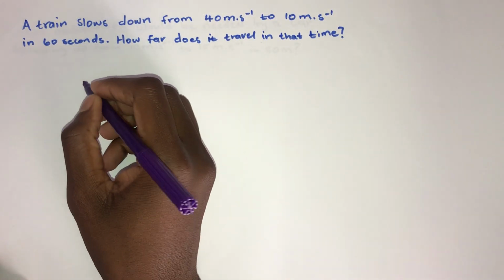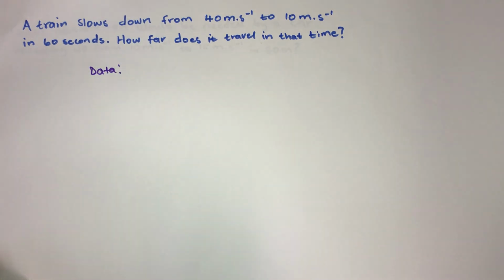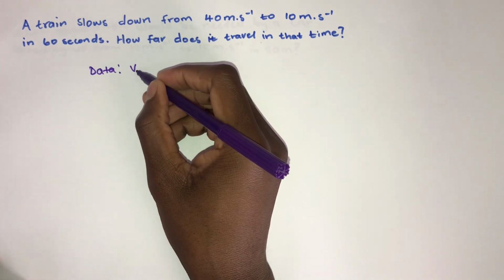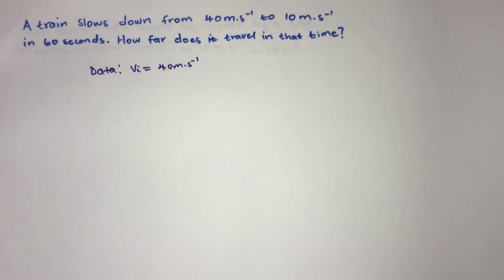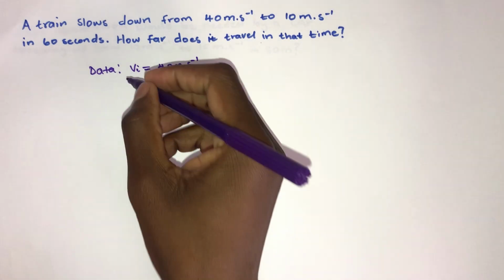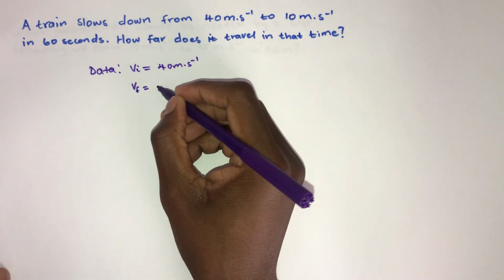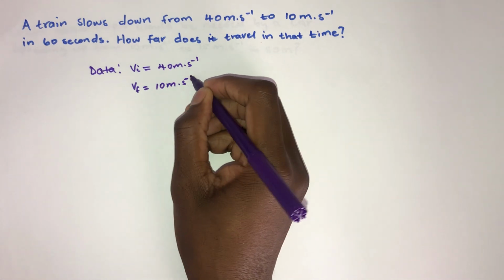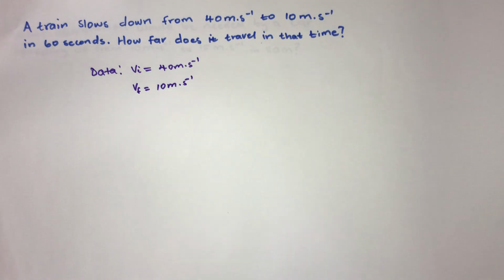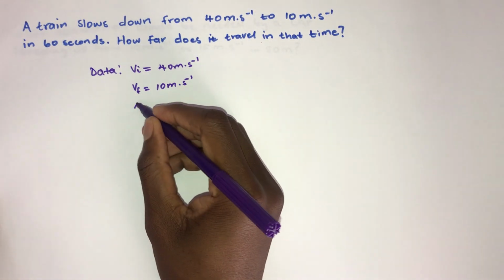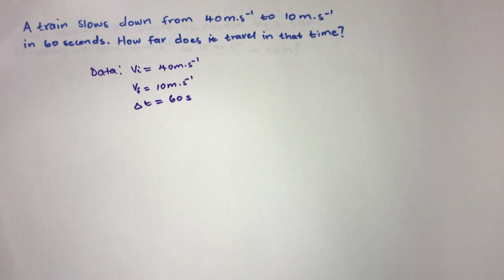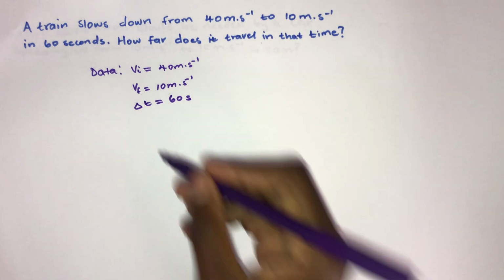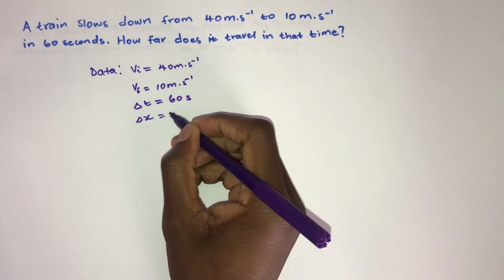So let's write down the data. Initially they said it is 40 meters per second. The train slows down from 40 to 10 meters per second, so that we call the final velocity, which is 10 meters per second. They said in 60 seconds, so we're given time as 60 seconds. The question said, how far, which means the distance. How far does it travel in that time? We don't know.